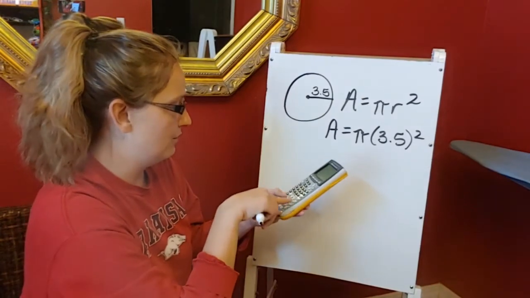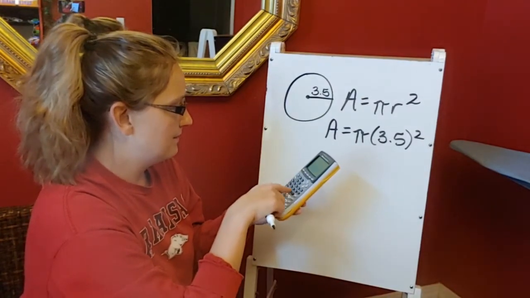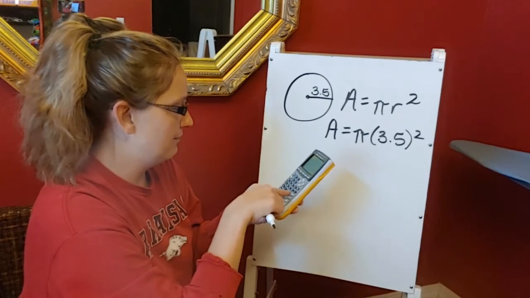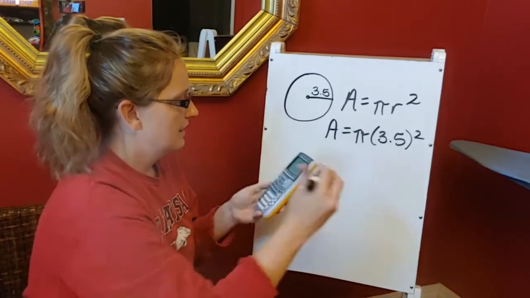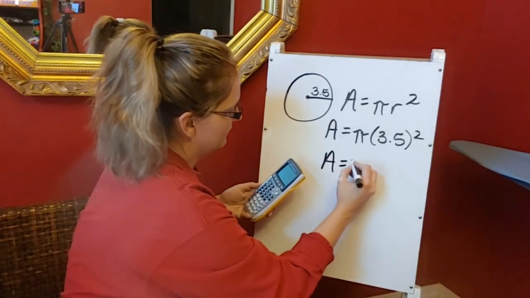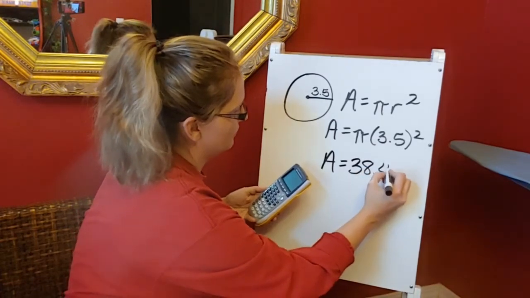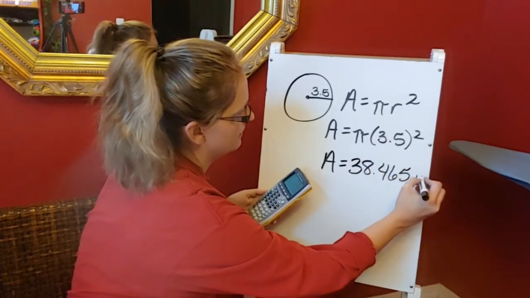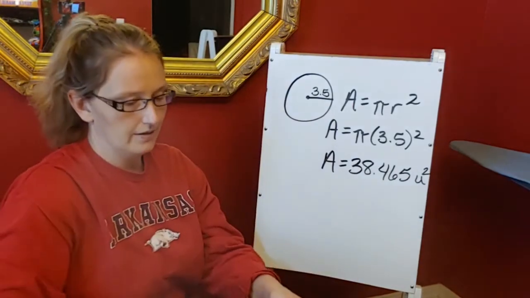So 3.14 times 3.5 squared. And that gives me the area of this circle, 38.465 units squared.